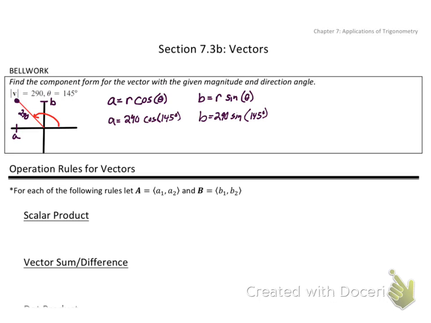What did I end up getting out? I got A equal to negative 237.6, and I got B equaling 166.3. In component form, that would be negative 237.6, comma, 166.3. Make sure you use those angle brackets, and this is our component form.